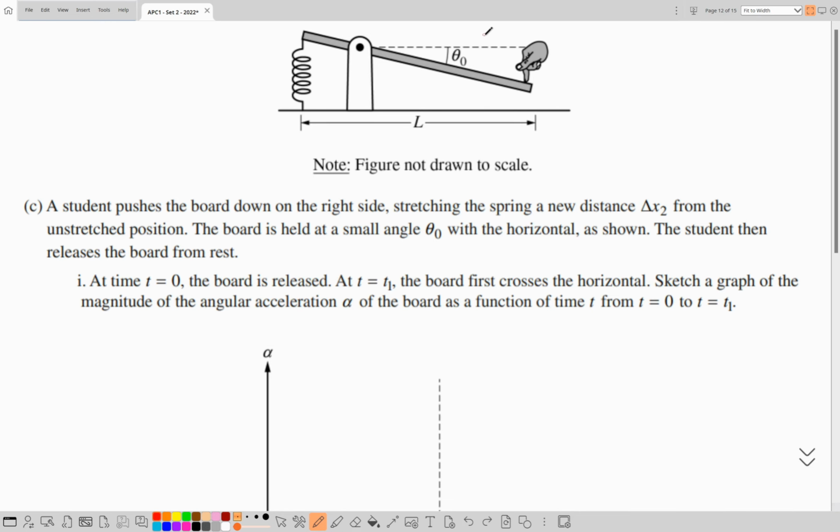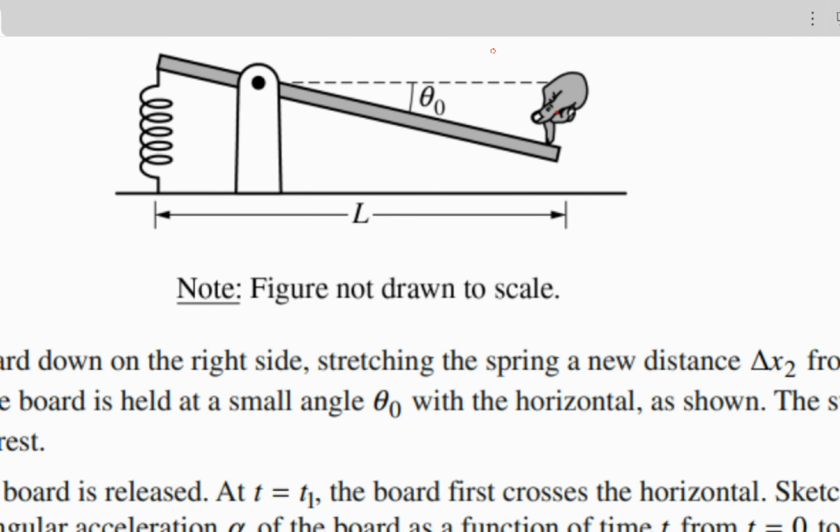Now what would happen in this case? If the board is given an initial push downward from the equilibrium, we expect that the board will start to oscillate around the equilibrium position. And whenever we're talking about oscillation, we know that alpha would be proportional to the position, which means that the graphs of omega and alpha should have trigonometric shapes like sine and cosine.